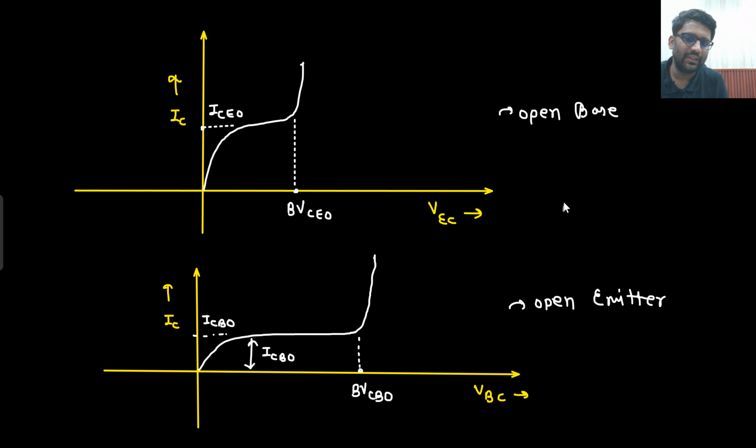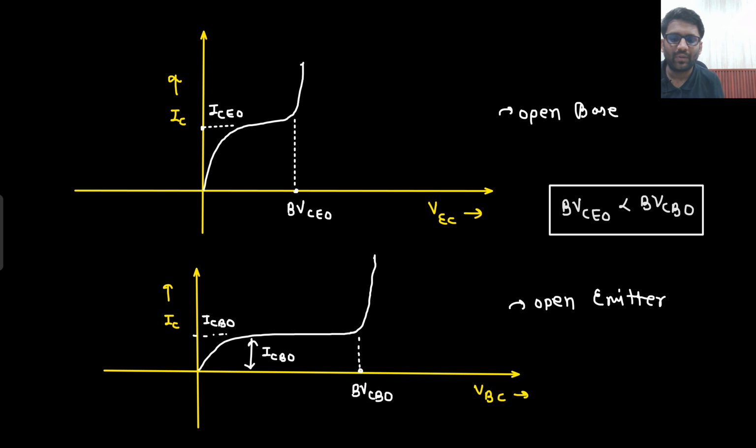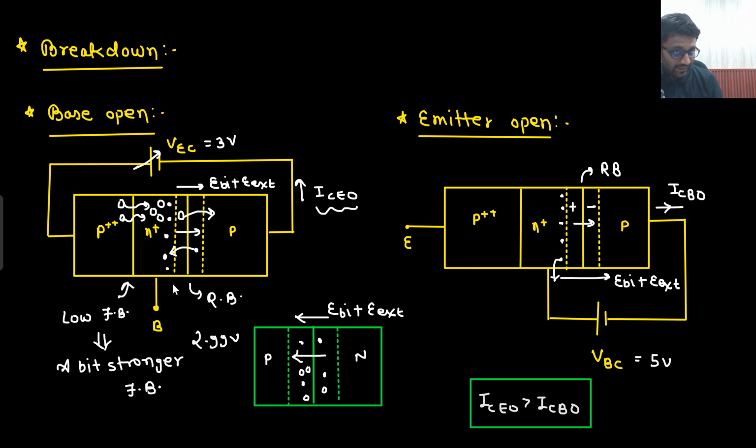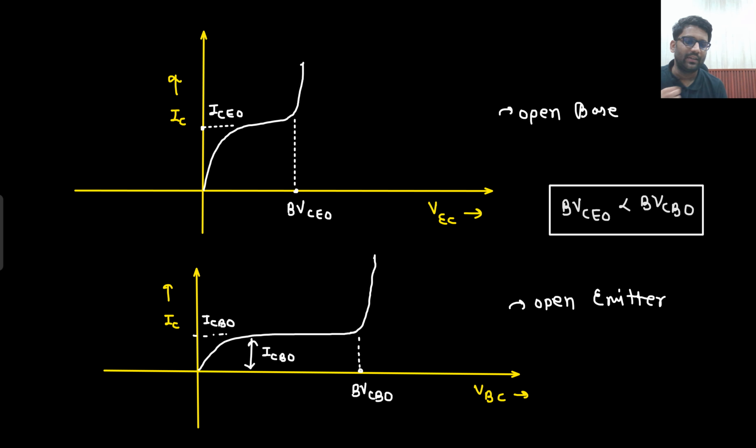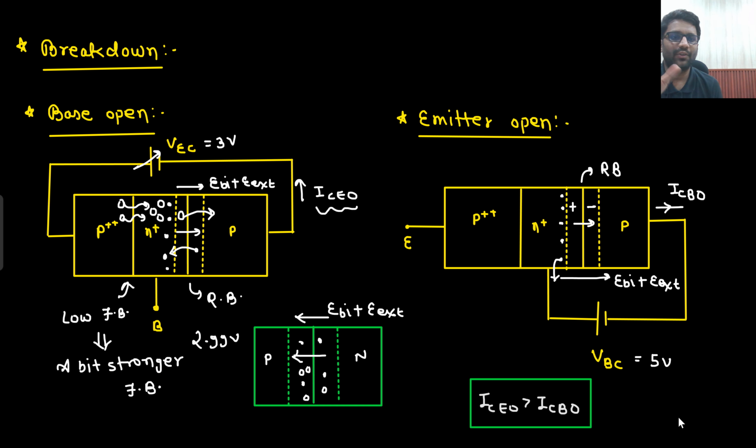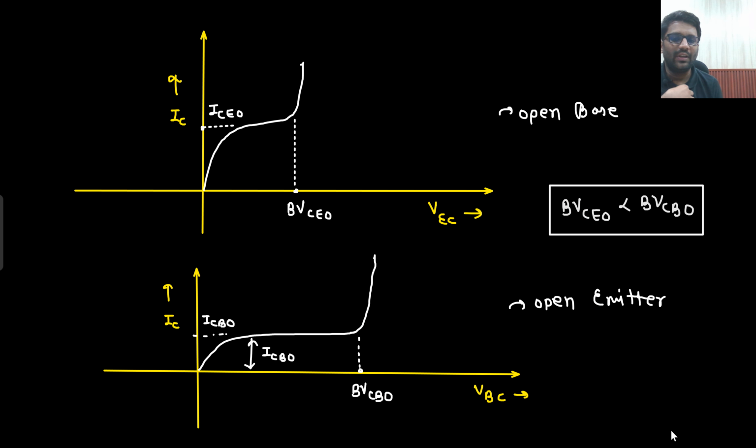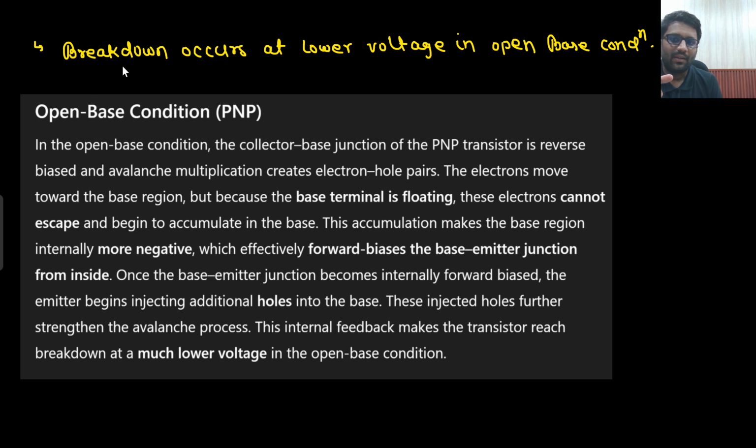Okay, so what you can see, this is lesser than. So in the case of open base, the breakdown would occur at lower potential than the case of open emitter. This question can be asked. This is the only question that can be asked from this particular topic. Like theoretical question can be framed, numerical question cannot be framed in this particular topic. So theory is completely written. Also I have written that breakdown occurs at a lower voltage in open base condition.